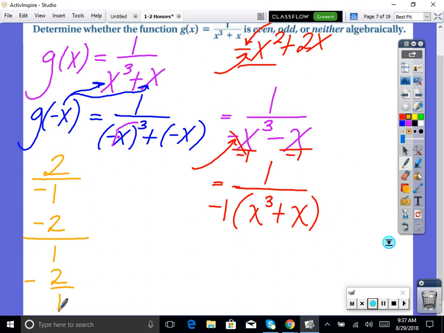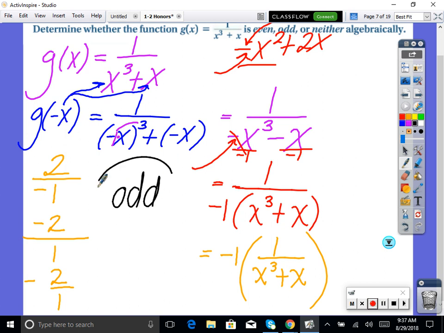Yes, okay. So let's look here. Is the negative 1 stuck on bottom? No. We can put it on top, we can put it out in front. So let's put it out in front. Does everybody see? So we really have negative 1 in front, and then left is 1 over x cubed plus x. Same thing, we just pulled out the negative 1 in front. Now let's compare that to the original. Negative 1 times the exact original, isn't it? Yep. Well, then we know it's odd.